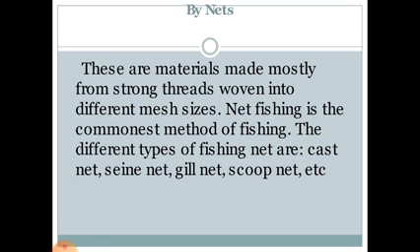Now let's look at fish harvesting using nets. Nets are materials made mostly from strong threads woven into different mesh sizes. Net fishing is the commonest method of fishing. The different types of fishing nets are the cast net, the seine net, the gill net, and the scoop net.